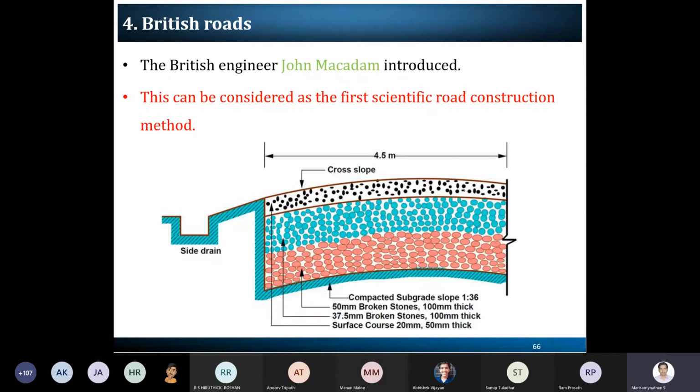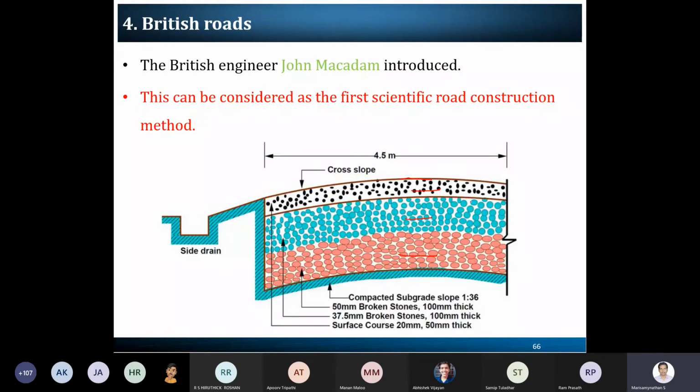This is the structure. John Macadam introduced it, and we can say this is the first scientific road construction method. Initially the subgrade soil will be there, then the broken stones of different sizes we are providing, then the surface course we are providing. So only this basic concept was modified, and now we have the pavement road and the concrete road.